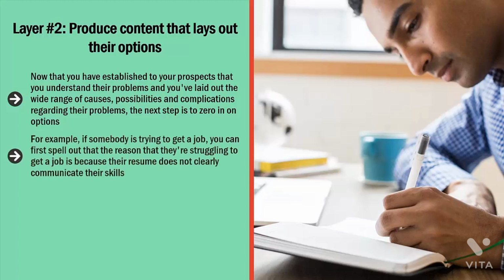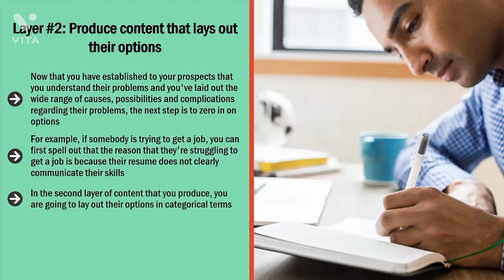For example, if somebody is trying to get a job, you can first spell out that the reason that they're struggling to get a job is because their resume does not clearly communicate their skills. You can also lay out other possibilities, such as they may be applying to the wrong jobs. There might be a mismatch between the availability of jobs in their city and their qualifications. In the second layer of content that you produce, you're going to lay out their options in categorical terms.